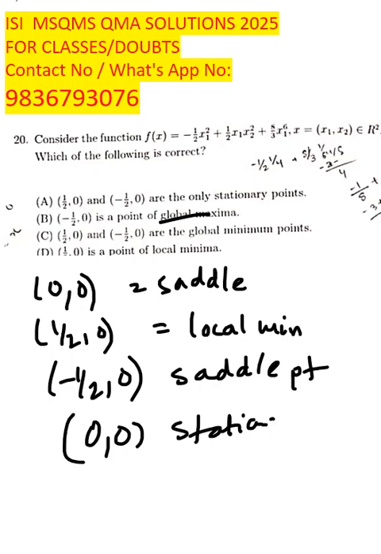Half 0 is a point of local minima, and this one obviously, as confirmed by the Hessian, is a point of local minima. So my correct answer will be option D.